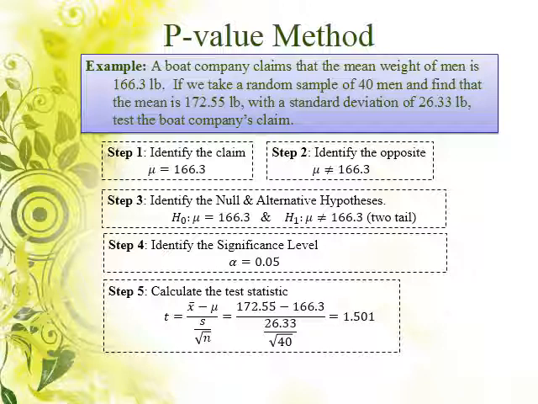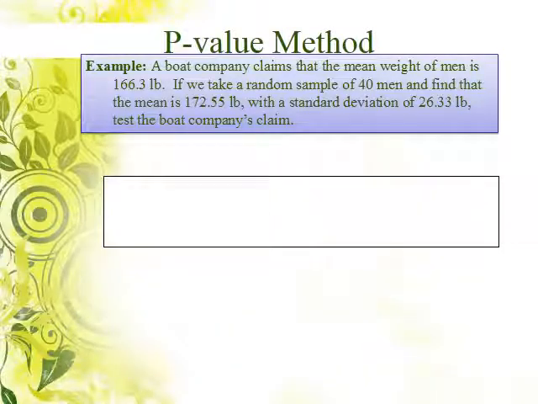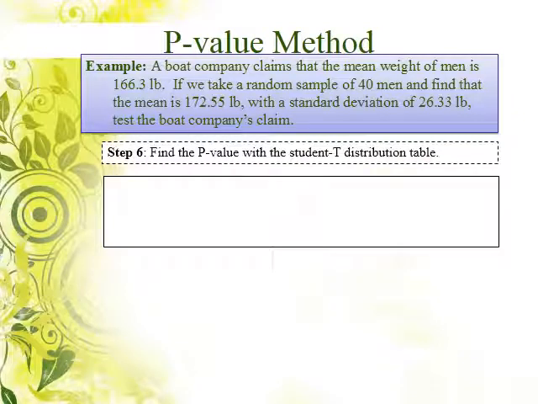So the next step is going to be to actually find the p-value associated with this test statistic. There's a little more to this. If you recall using the t-distribution table before, we'll be doing the same thing here, needing to calculate the degrees of freedom based on our sample size. So step 6, we're going to calculate this p-value using the student t-distribution table.